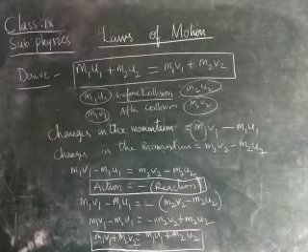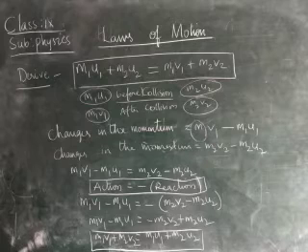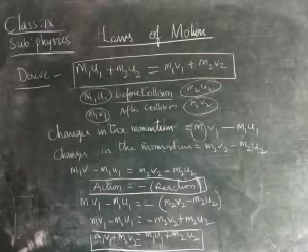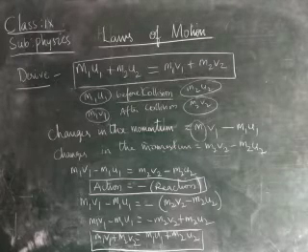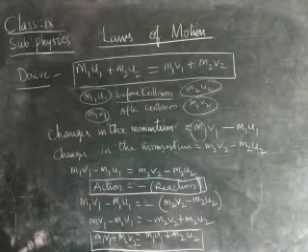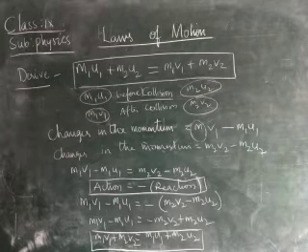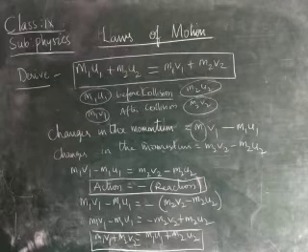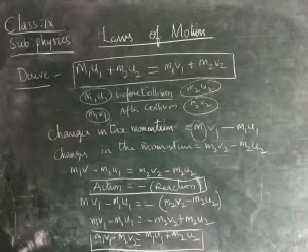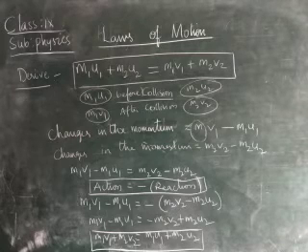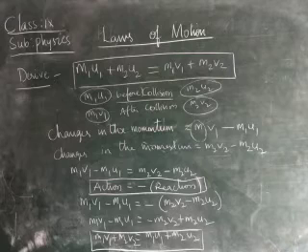Here m1 is the mass of the first body and u1 is the velocity of the first body before collision. m2 is the mass of the second body, and u2 is the velocity of the second body before collision. v1 is the velocity of the first body after the collision, and v2 is the velocity of the second body after the collision. Therefore, m1 u1 plus m2 u2 is equal to m1 v1 plus m2 v2.